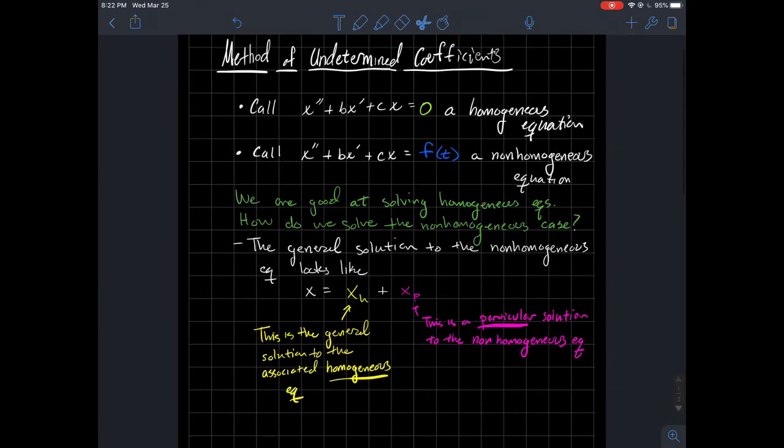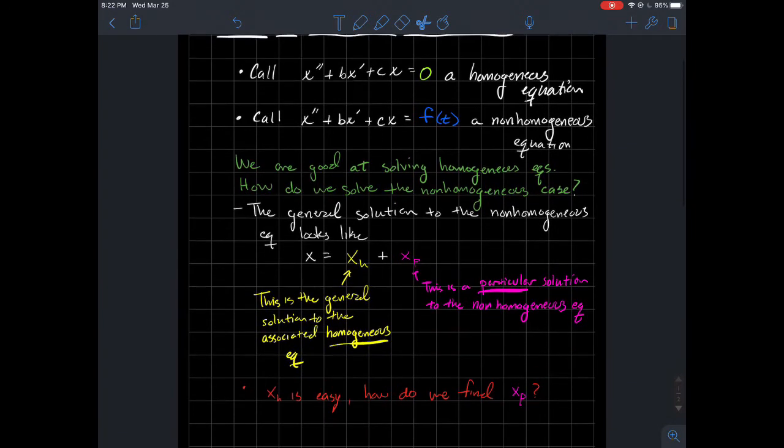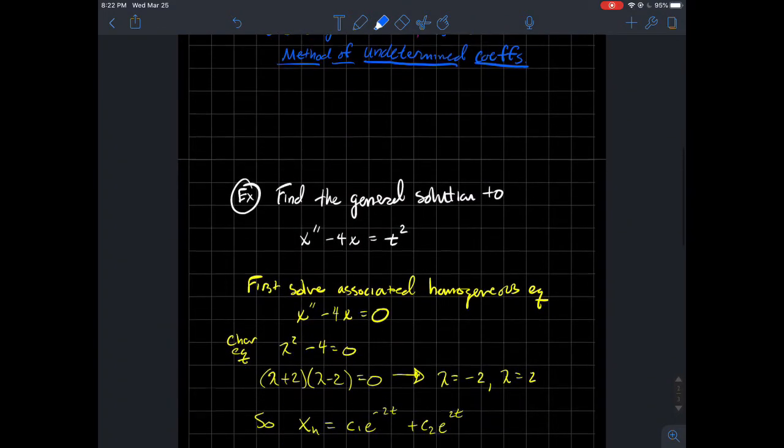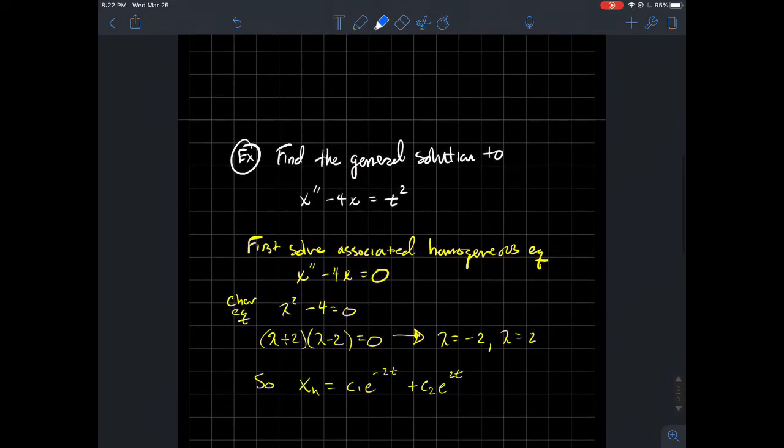Again, we are pretty good at finding xh. The new part, or the hard part maybe, is how do we find xp? How do I find a particular solution to this non-homogeneous equation that I'm given here? One way to do that is the method of undetermined coefficients that I'm about to get more into in a second. So how do we do that? Let's try to illustrate it with an example.